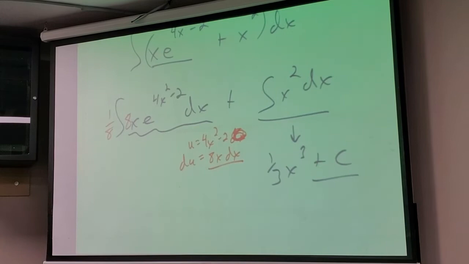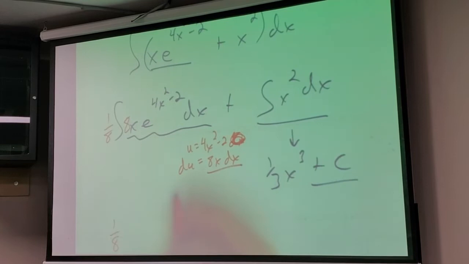Anyway, all right. So what does this look like now? It looks like 1/8 integral. What happens on the inside?